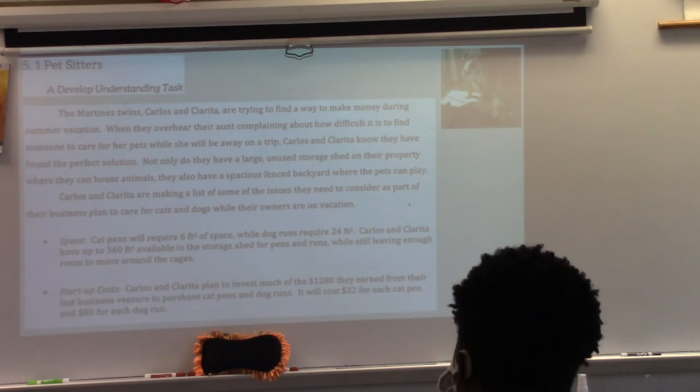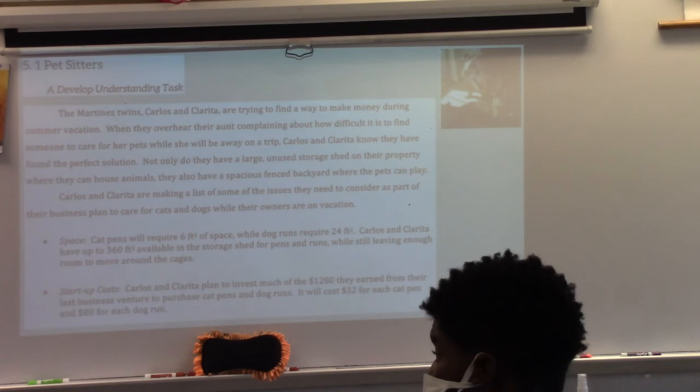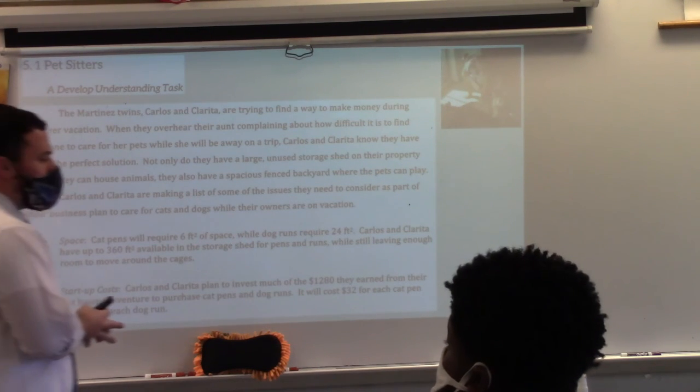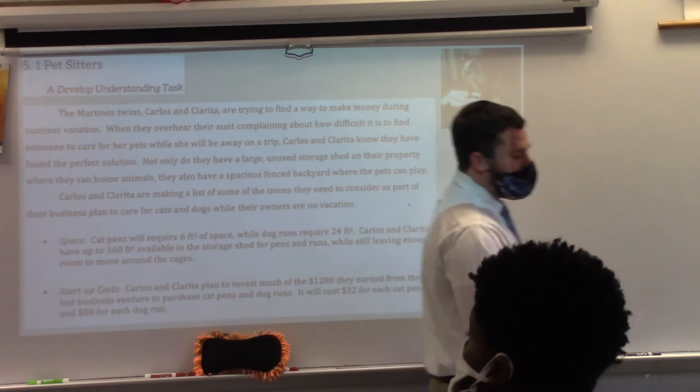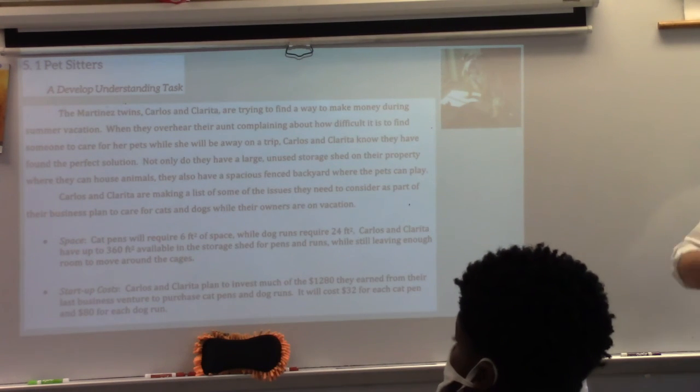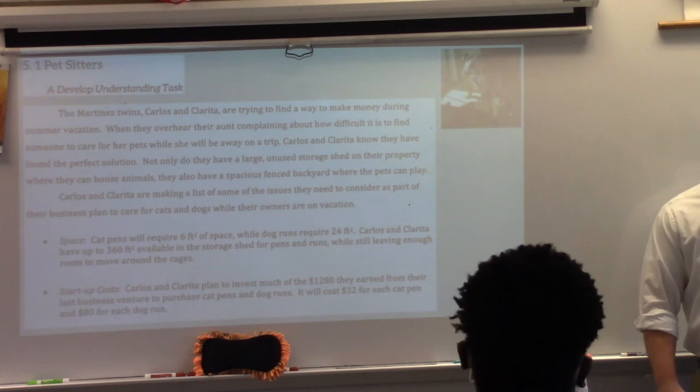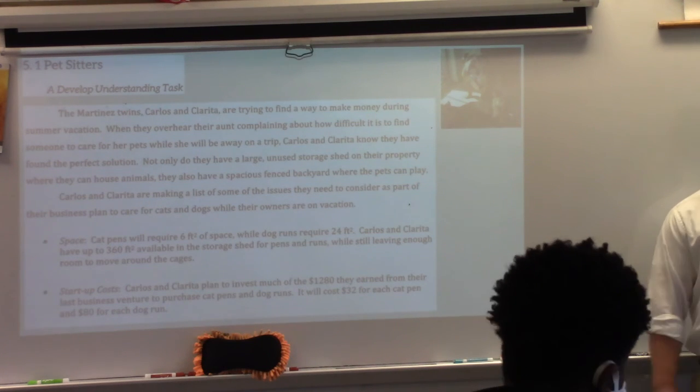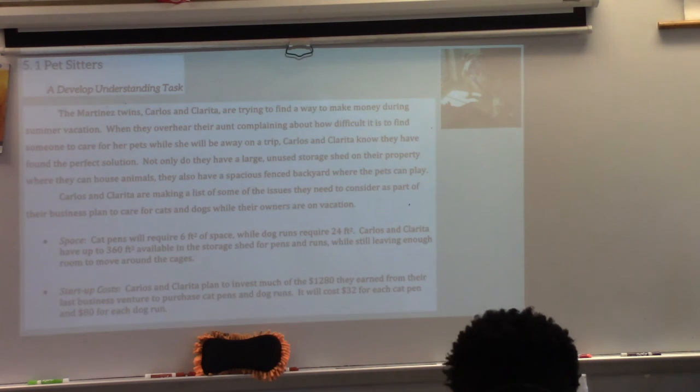Okay? So we have two different contexts going on here, or two different constraints. We talked about already, the space and the startup cost. So let's pick back up at least with one group's set of points. Peyton, where did y'all leave off yesterday? What number of cats and dogs were y'all looking at?